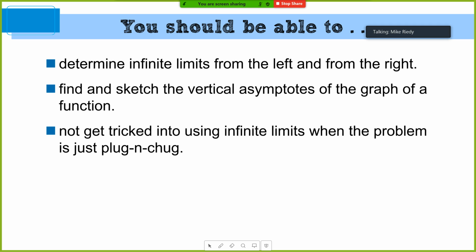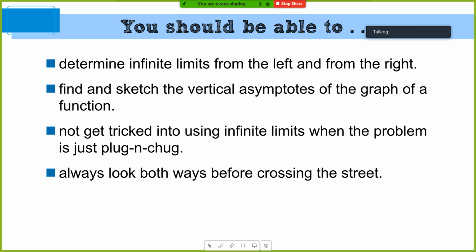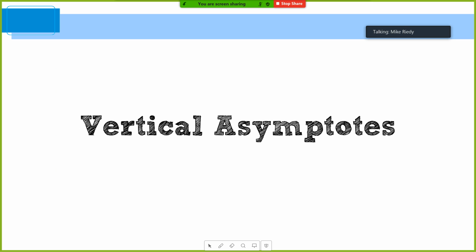And then, for any limit, always start with plug and chug. So don't get tricked into using infinity. Whoops, I was a little quick there. And then, of course, always look both ways before crossing the street.